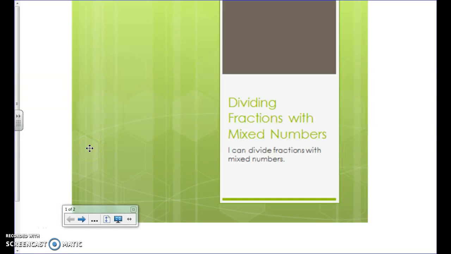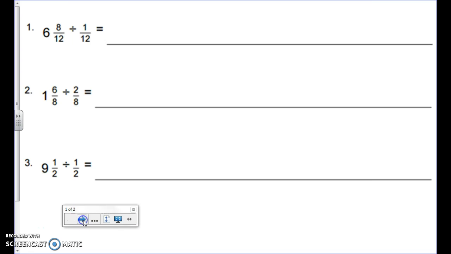All right, this is Mr. Gillum, and today we're going to learn about dividing fractions with mixed numbers. And so hopefully all those fraction problems with division that you saw with mixed numbers that you weren't sure how to do, you'll know how to do after this. So I've just picked 3 problems to do.